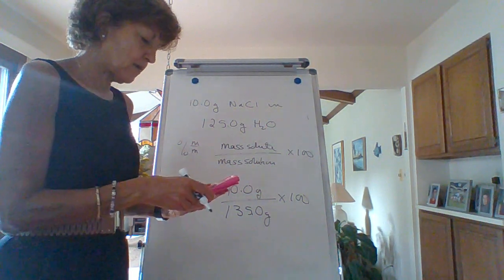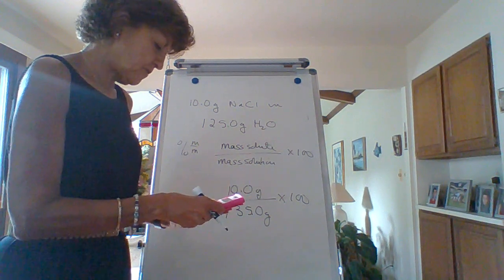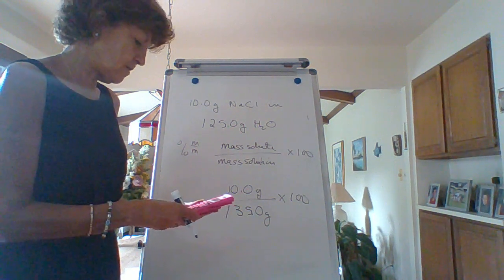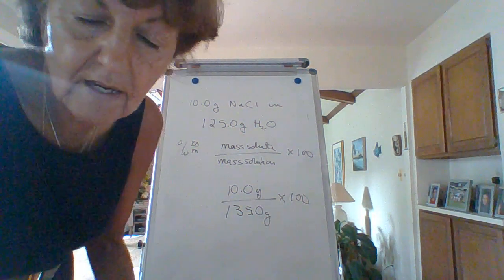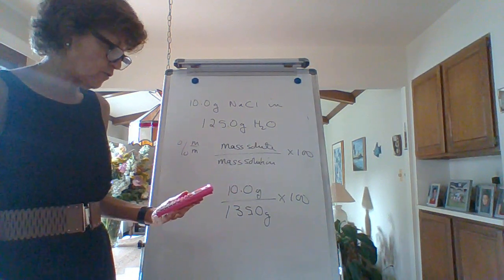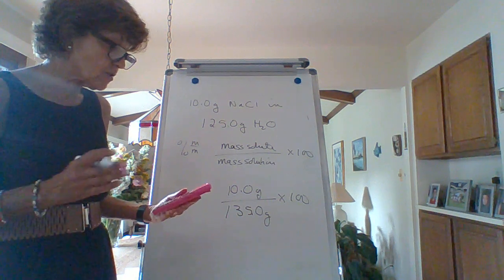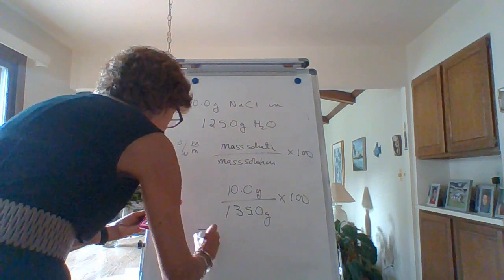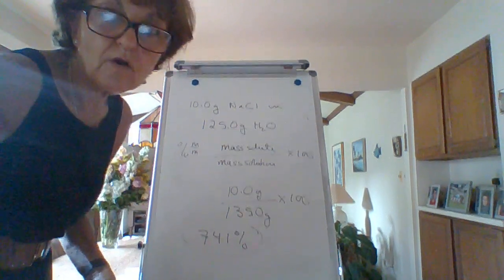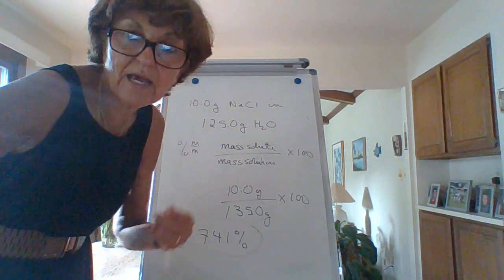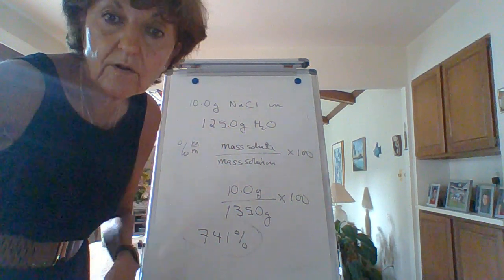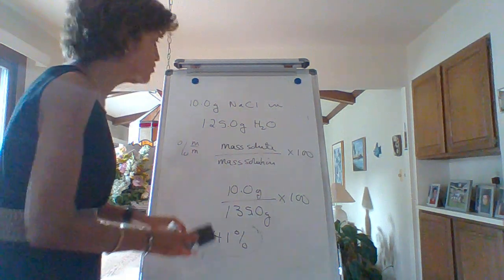I'm going to pick up my calculator. I'm going to put 10 divided by 135 times 100. And I get 7.40174017, etc. So I round it to 3 sig figs. You get 7.41%. Okay, that's how you do percent by mass. So remember, if you're given solvent and solute, just add them together for the solution portion.